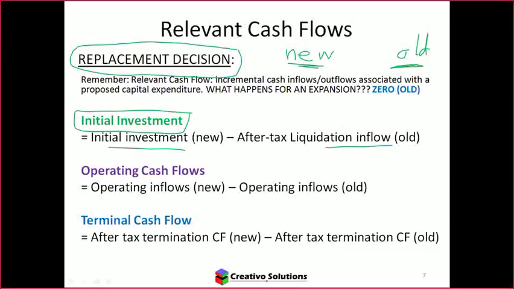Okay, because does the old asset have relevance? Definitely. So is it part of the calculation? Yes, it is. Right, and then obviously you do the same thing for OCF. Do I need to look at new and old? Yes, so I look at both. I do two calculations. And if I look at TCF, do I do two calculations? Yes, one for the new, one for the old, and the difference is what you then include in the actual workings. Make sense?